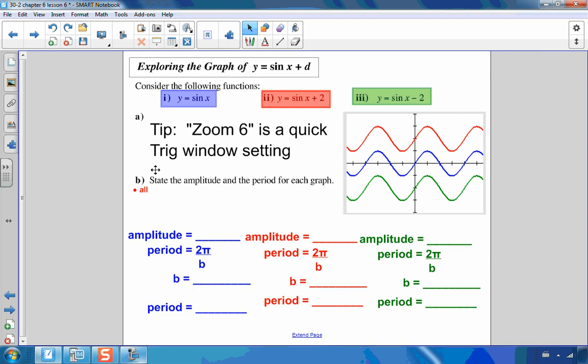Okay, for each one of these graphs, I want to state the amplitude and the period. So amplitude, I learned in the last lesson, is the a value, the number in front of sine x. And I can see the number in front of all of these is just 1. In the last lesson, we also learned that period is 2 pi over b. b is the number in front of x. So look at the number in front of x for each one of these. They are also 1. So the period is going to be 2 pi over 1, which is just 2 pi for every single graph. So it looks like your d value here does not affect amplitude or period.